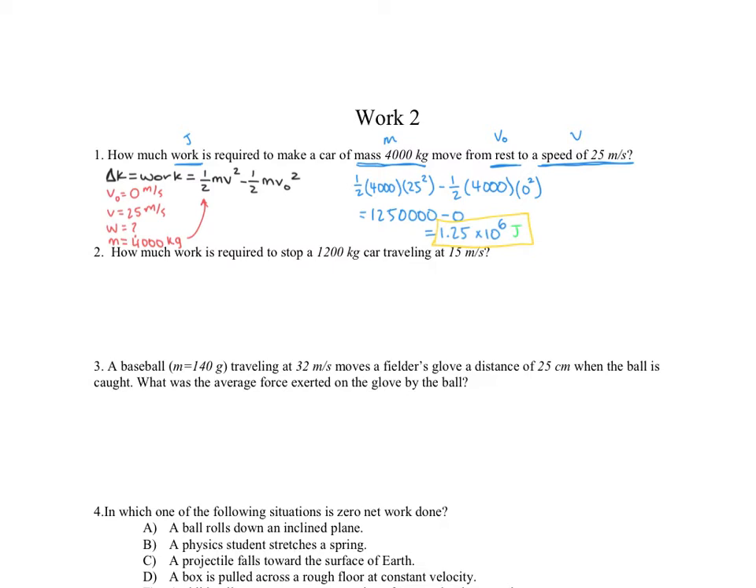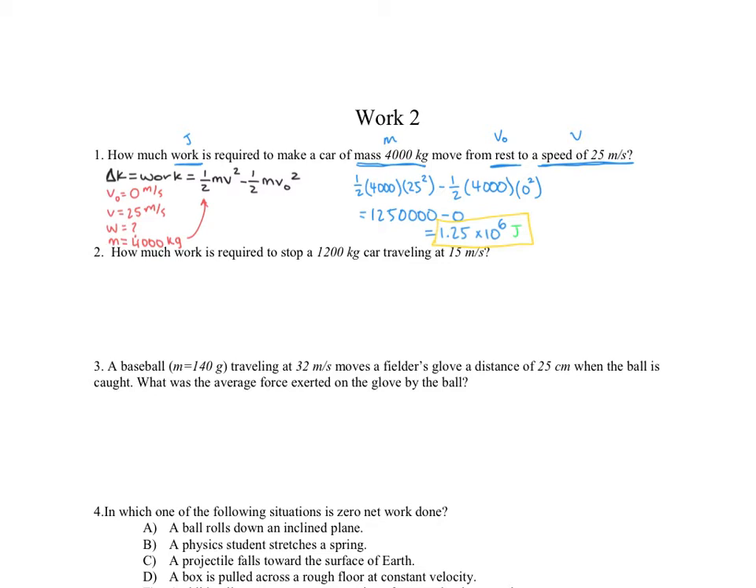Let's quickly review. Initially we underlined what we're solving for and our given variables. We are solving for work, which is in joules. We're given a mass of 4,000, a v naught of 0, since it starts at rest, and a velocity of 25 meters per second. Since we know that the car is moving, we can use our kinetic formula, 1/2 mv squared minus 1/2 mv naught squared. Once we plug our values in, we get 1.25 times 10 to the power of 6 joules.